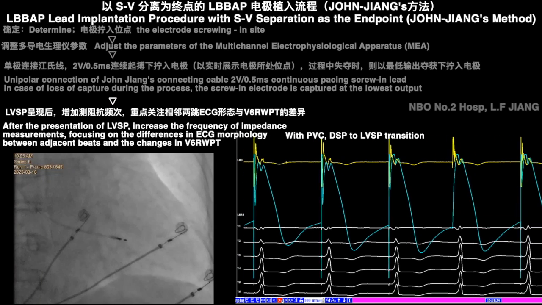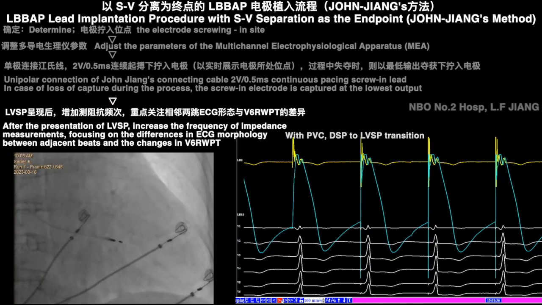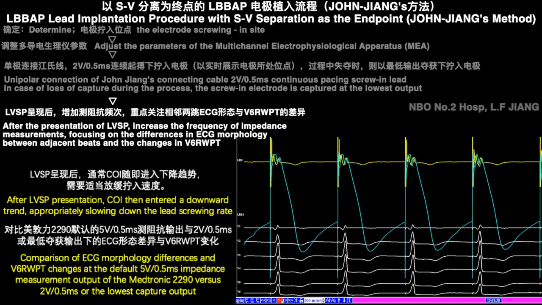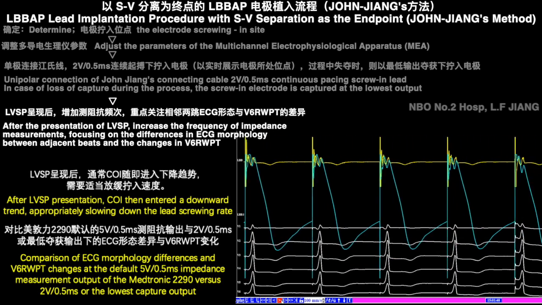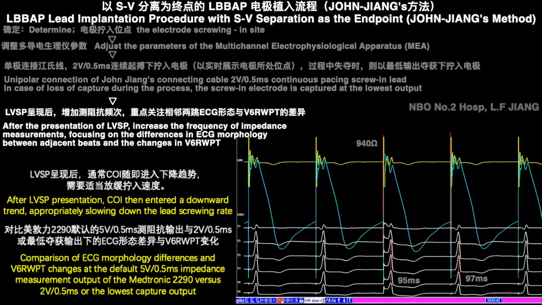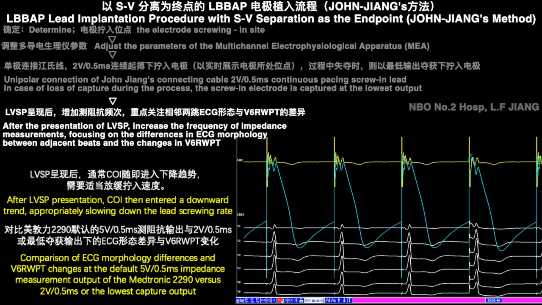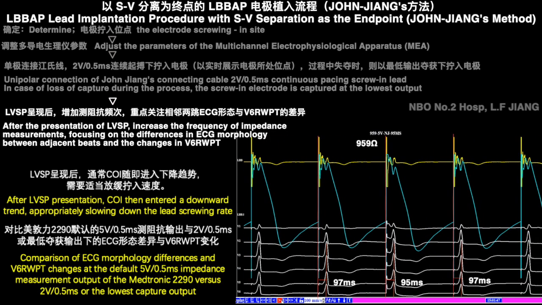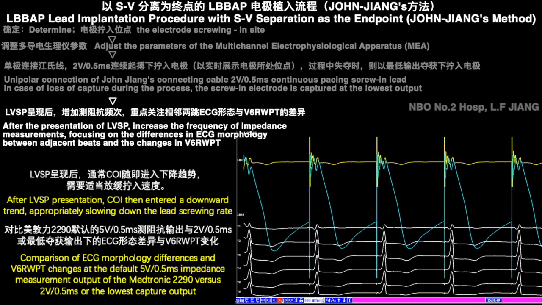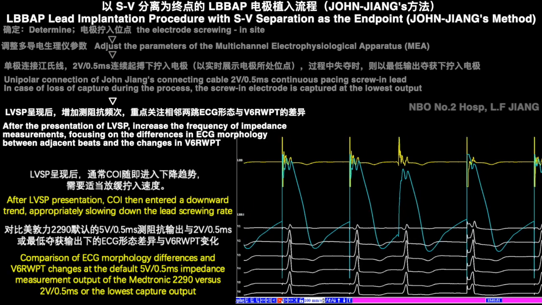After the presentation of LVSP, increase the frequency of impedance measurements, focusing on the differences in ECG morphology between adjacent beats and the changes in V6RWPT. After LVSP presentation, COI then entered a downward trend, so appropriately slow down the lead screwing rate. Compare ECG morphology differences and V6RWPT changes at the default 5V 0.5 ms impedance measurement output of the Medtronic 2290 versus 2V 0.5 ms, or the lowest capture output.